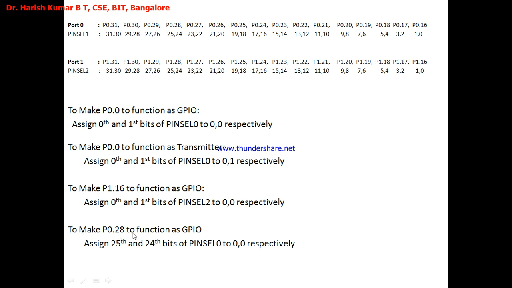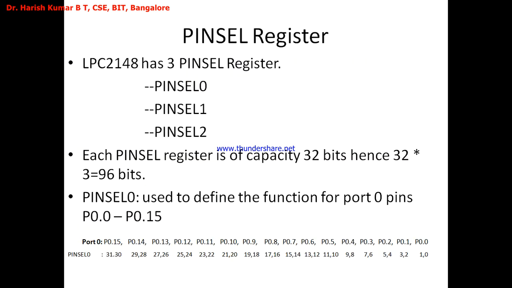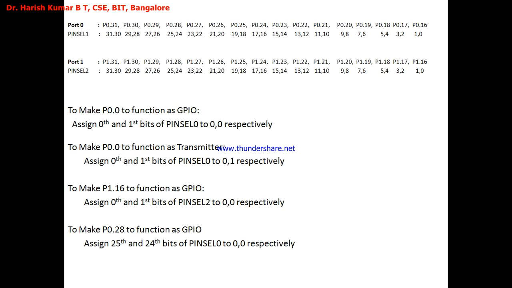And again, to make P0.28 function as GPIO, where it is 0.28 here, to make this particular port pin function as the general purpose input output pin, now I have to make the 25th and 24th bit as 00 respectively. With this you understood how to use the PINSEL register in order to define the function of the port pin, whether to make it operate in the general purpose input output mode, transmitter, receiver, PWM, or the external interrupt. Okay, this is how you use the PINSEL register.